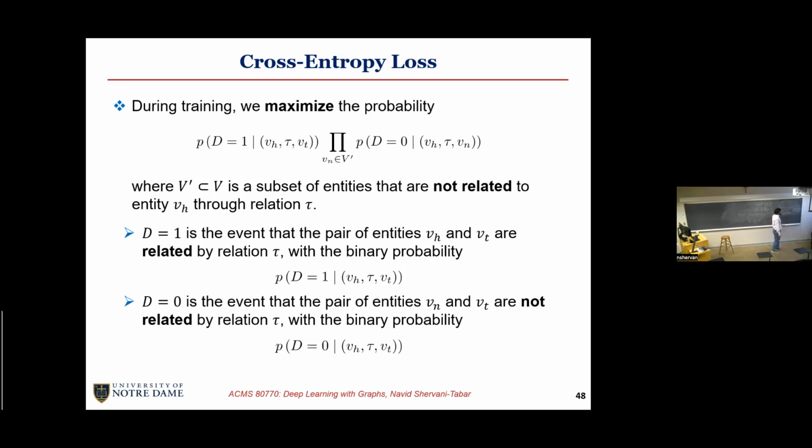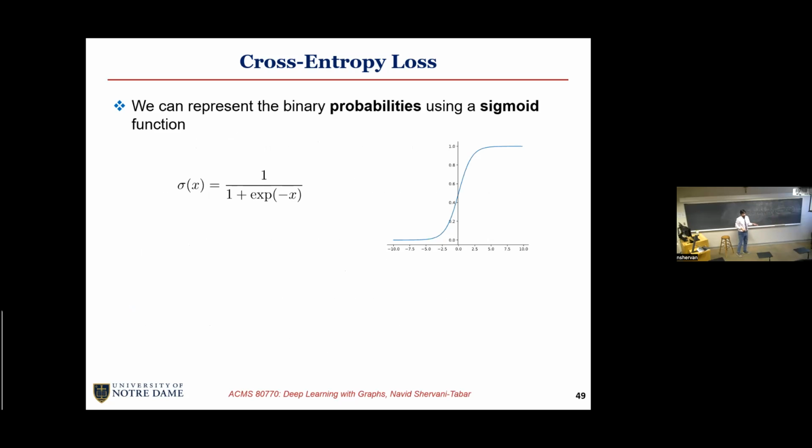So here we say that we sample some Vn from the set of all the nodes in the graph. And by corrupting, I mean that I take the tail of my relation and I put it instead on that node that I just sampled. And that way I create a corrupted edge. And I will go over that again in a few slides.